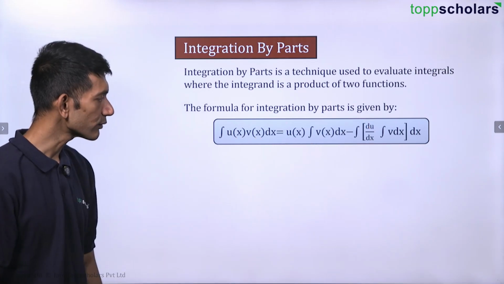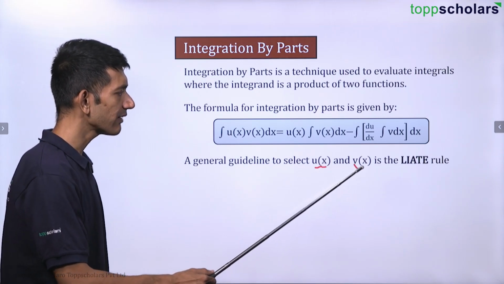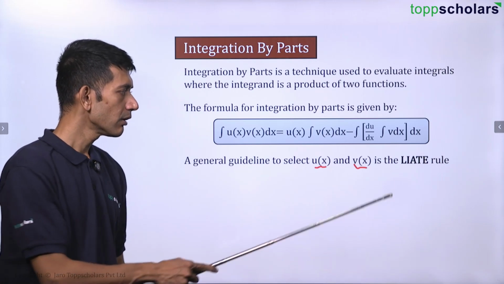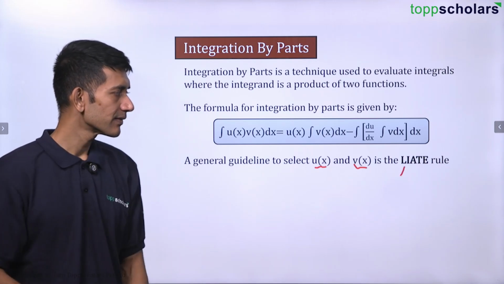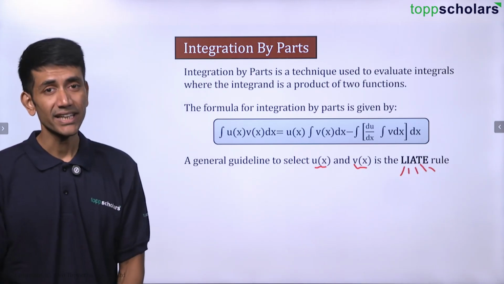So when we have a product of two different functions, we select this u of x and v of x. And this is the LIATE rule. What is the LIATE rule? First we take logarithmic, then inverse, then algebraic, then trigonometric, and then finally exponential.